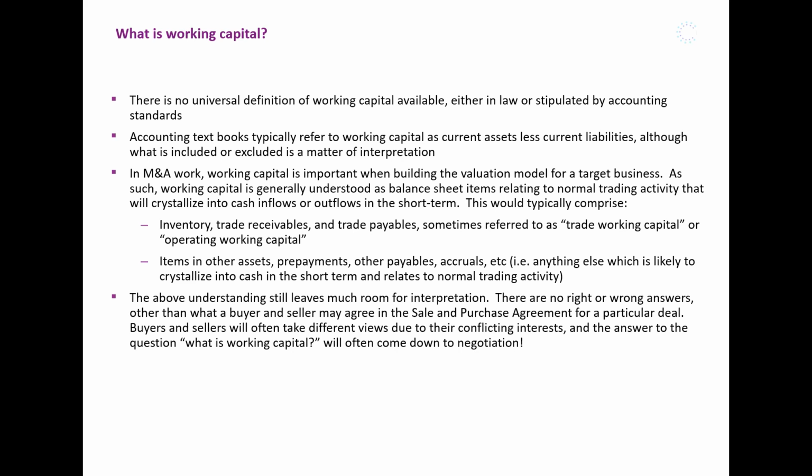So typically, per the accounting standards, it is current assets and current liabilities, but that's not necessarily the answer. You might have some assets which are outside of that which are included, and you might have some assets and liabilities inclusive of this which might be excluded, simply because either they're not part of normal trading activity or they don't regularly crystallize into cash inflows or outflows.